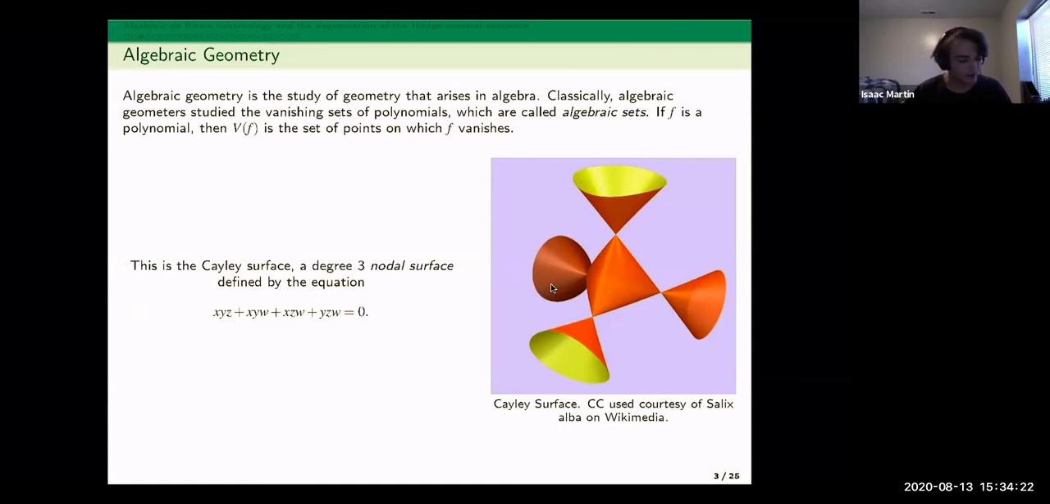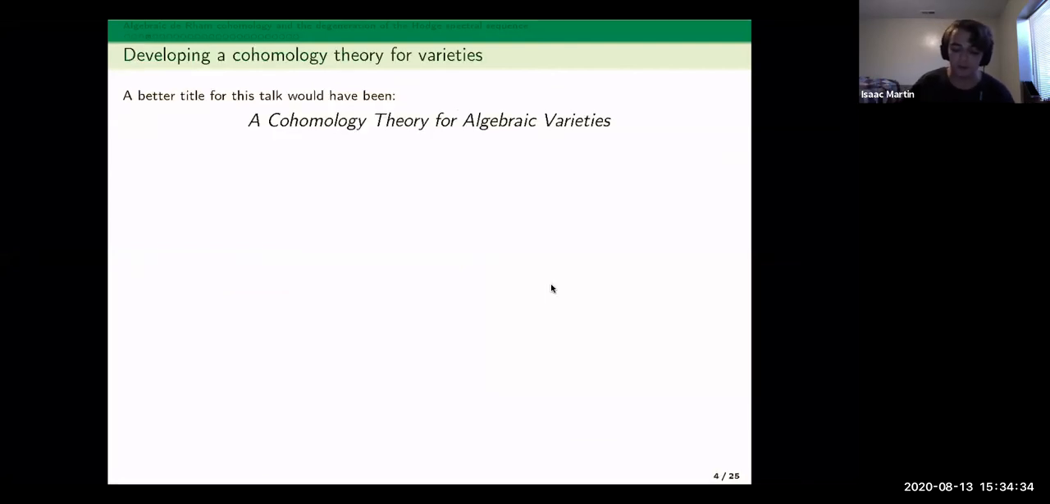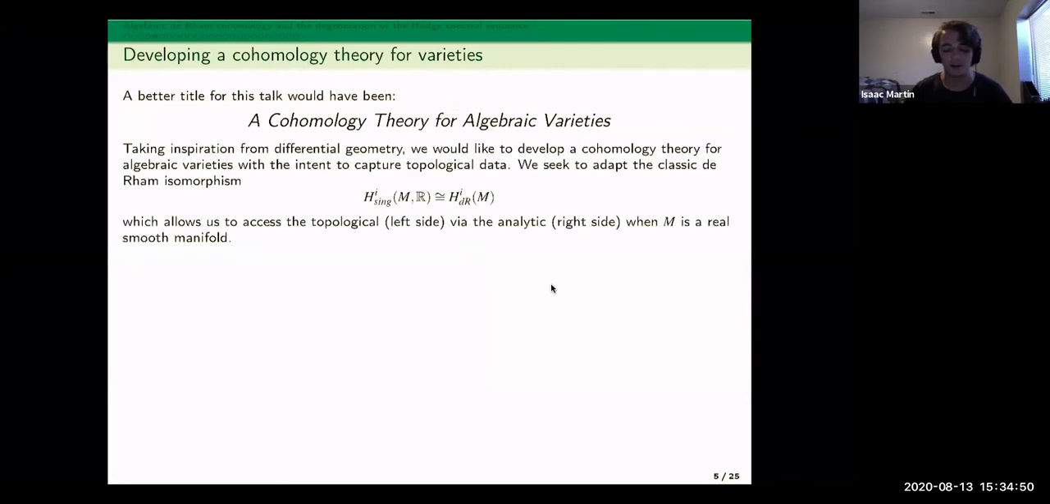And in fact, one might argue that one of the main purposes of algebraic geometry is to try and access this topological data via algebraic methods. And one of the best ways we do that is through cohomology. So this talk is largely about trying to develop a cohomology theory for varieties. And as is the case for many things in algebraic geometry, we take inspiration. One route we might take in trying to do this is by taking inspiration from differential geometry.